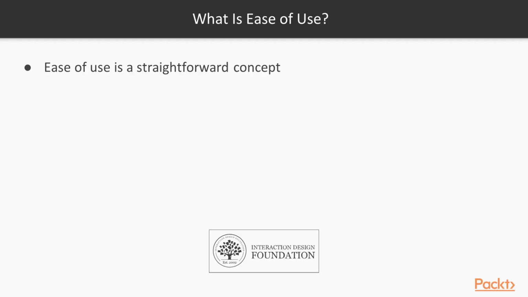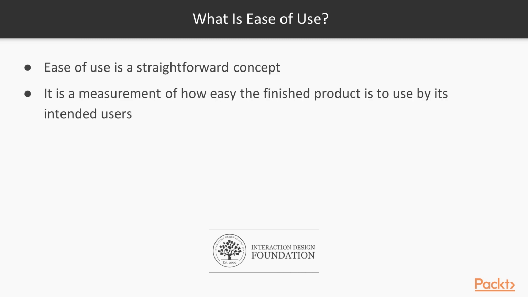I'm going to start with the Interaction Design Foundation, an industry leader that's well respected, so I'm just going to use their definition here. They're saying it's a straightforward concept. It's a measurement of how easy the finished product is to use by its intended users. And that's it really. I could probably delete the rest and just focus on that. It's the measurement of how easy it is to use.